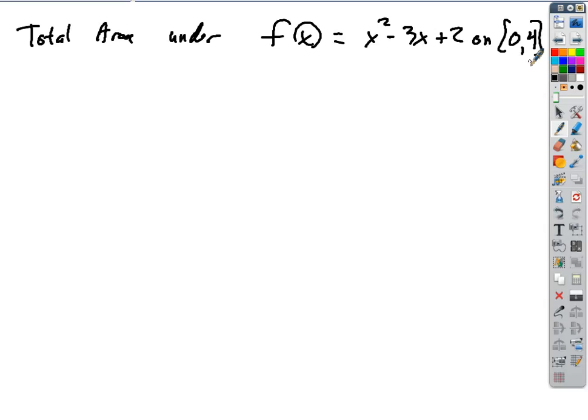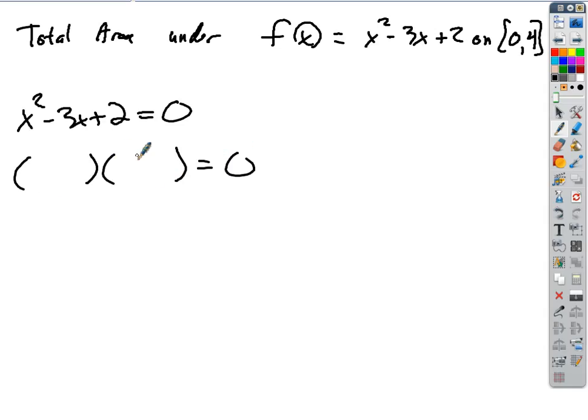Okay? So one thing I've got to do is find the x-intercepts, right? I've got to find out where this thing crosses the x-axis. So if I set the function equal to 0 and solve, what do I get? Is that factorable? What are 2 numbers that multiply to positive 2 and add to negative 3? There you go. And so therefore the zeros are 1 or 2, right?